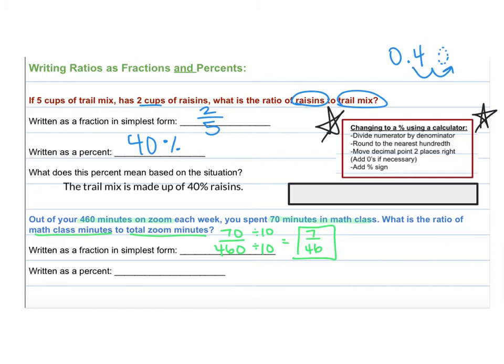Now we're going to turn that into a percent, again using the calculator. So divide numerator by denominator, 7 divided by 46 equals, and it keeps going on and on. Round to the nearest hundredth. Remember, that's the second spot after the decimal. Look to the number after, 4 or less, let it rest. So the 5 doesn't change at all. So that would be 15/100. Move the decimal 2 places to the right, 1, 2, which would be 15, add a percent sign. So out of your Zoom time, you spend 15% in math class.